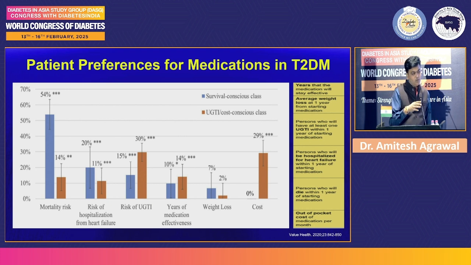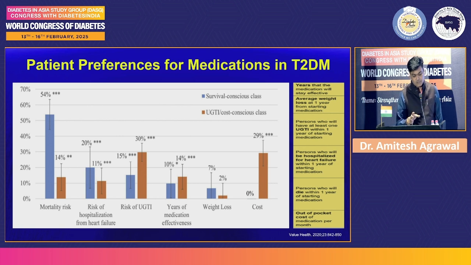Now let's flip it over and go to the patient preference. There's a very beautiful representation which I found, and they actually try to see the patient's choice, and they have broadly classified the patients into two types. One, patients who are survival conscious. As you can see from the graph, they are not concerned at all with the cost. The percentage is 0%. They are very concerned about the mortality risk benefits, the benefits in the risk of hospitalization, and the weight loss.